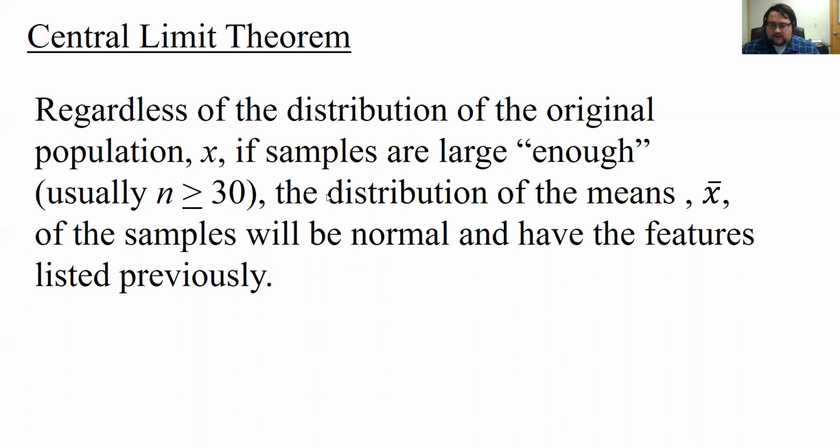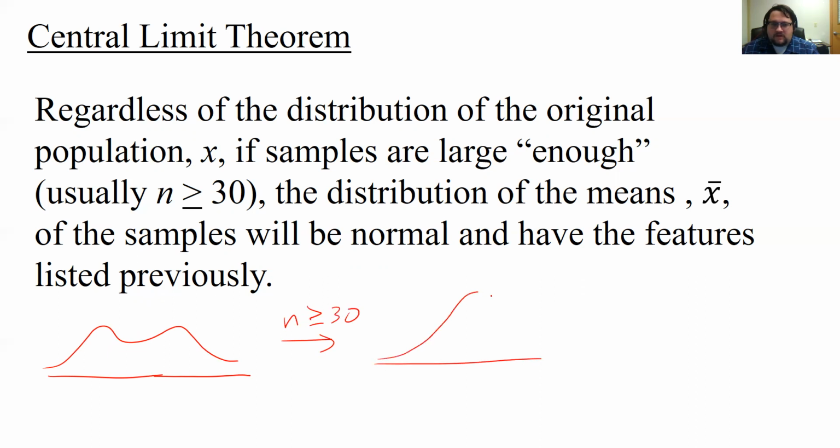So you could have the original population be, maybe, bimodal, something like this. As long as your sample size is at least 30, then for the sample means, as opposed to your raw values, it would come out to be a normal distribution.